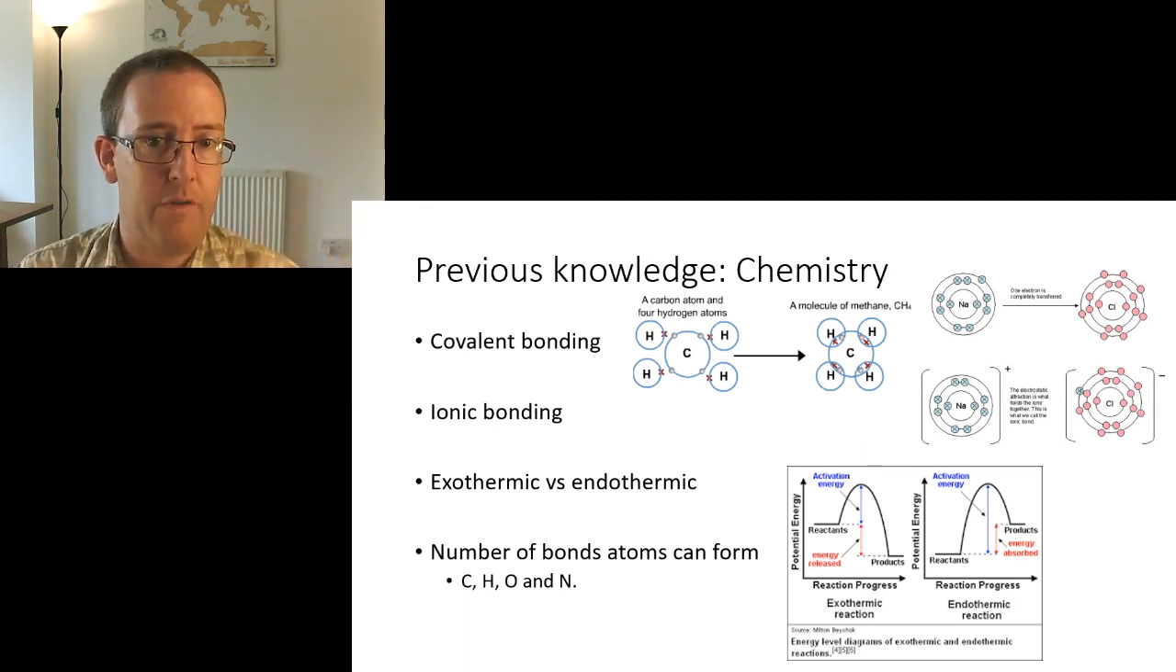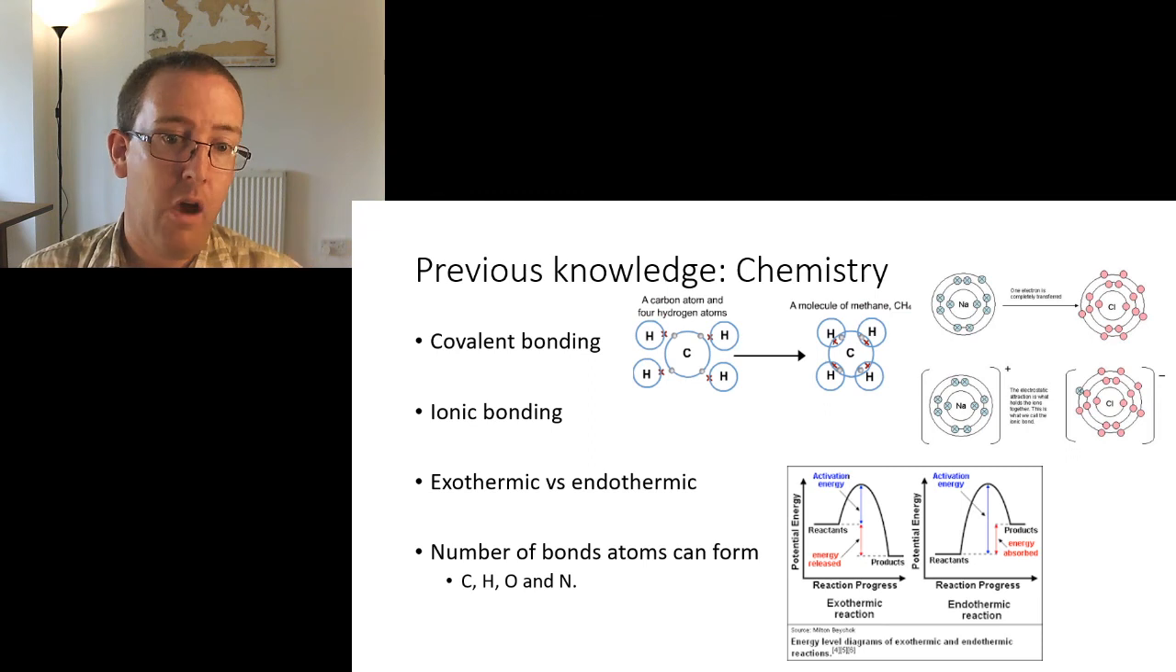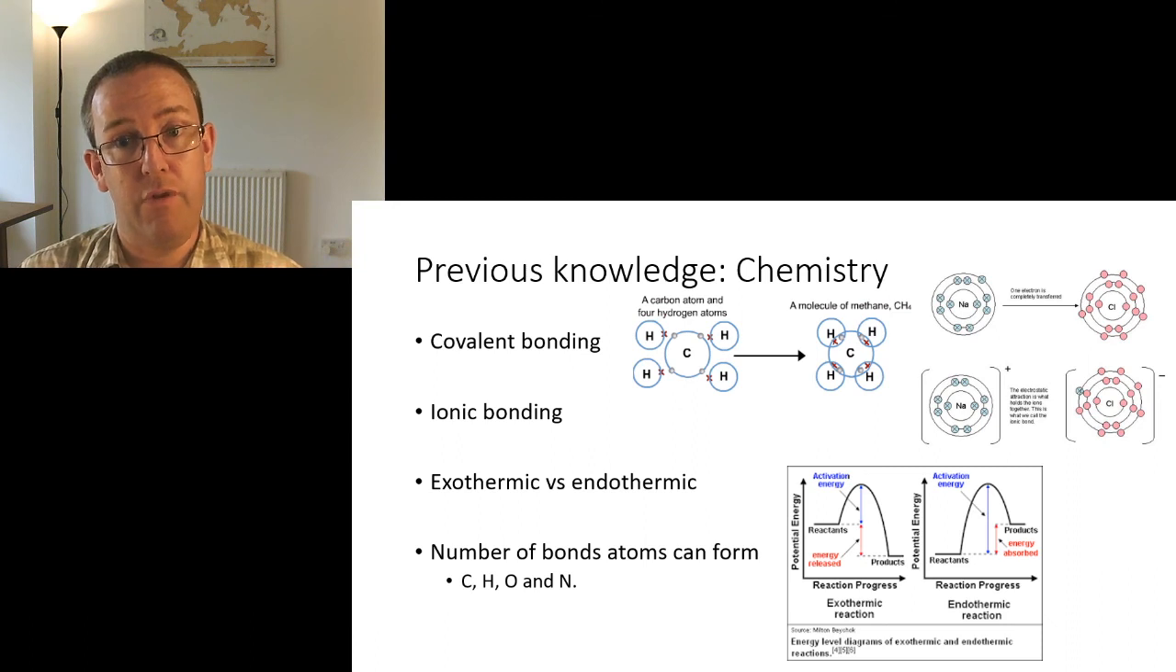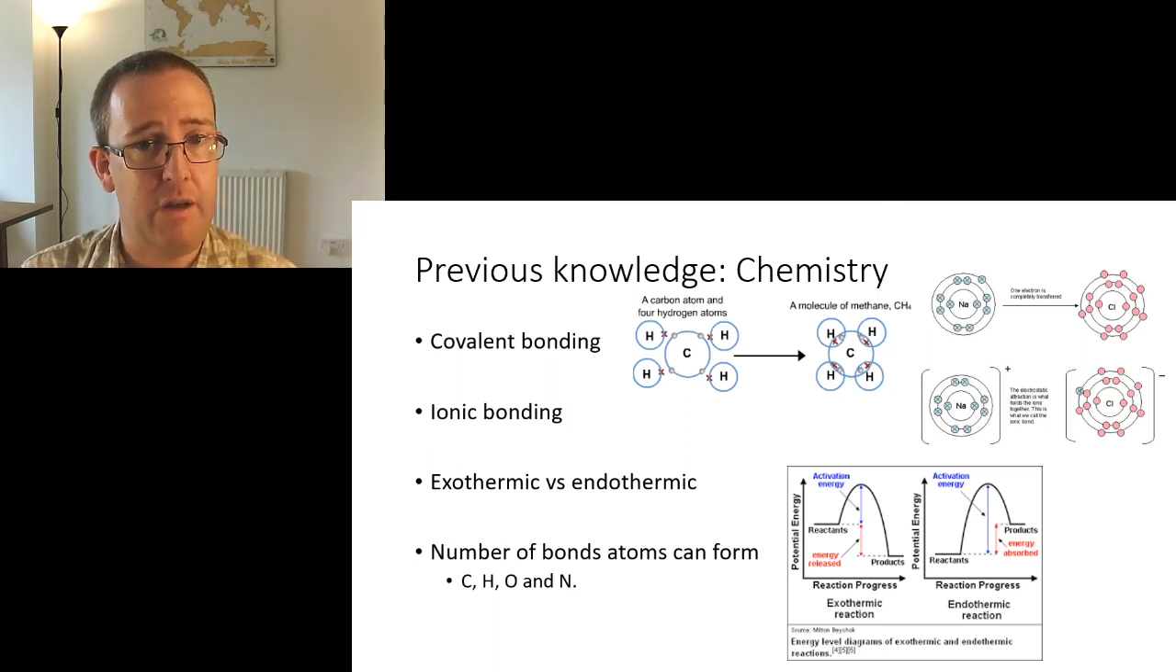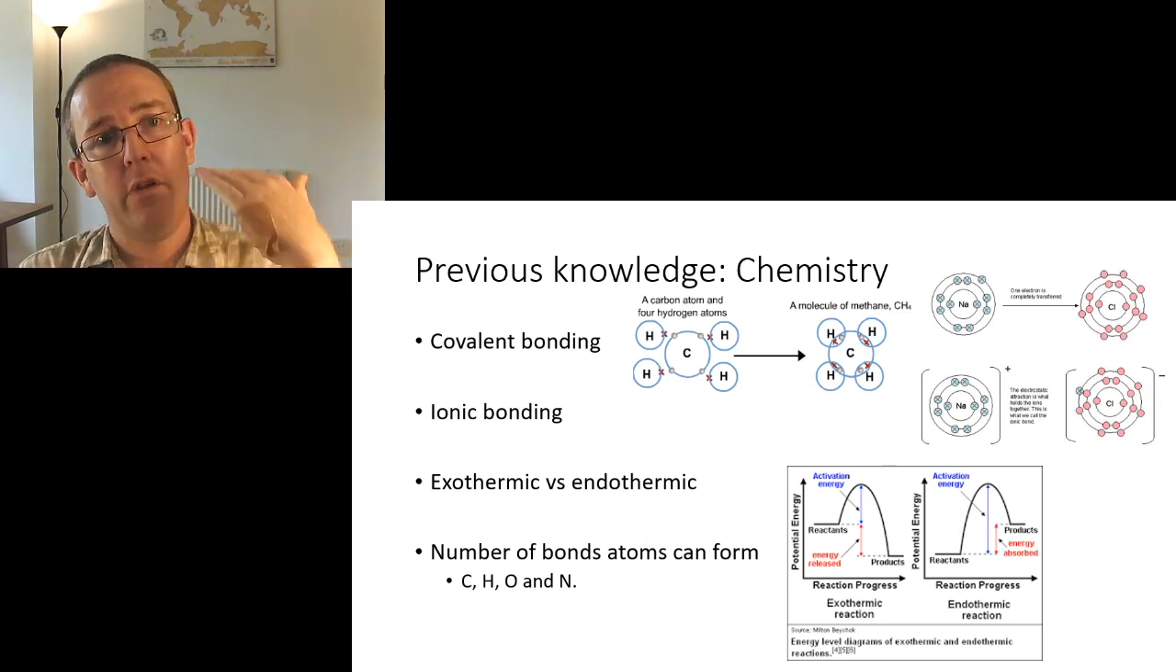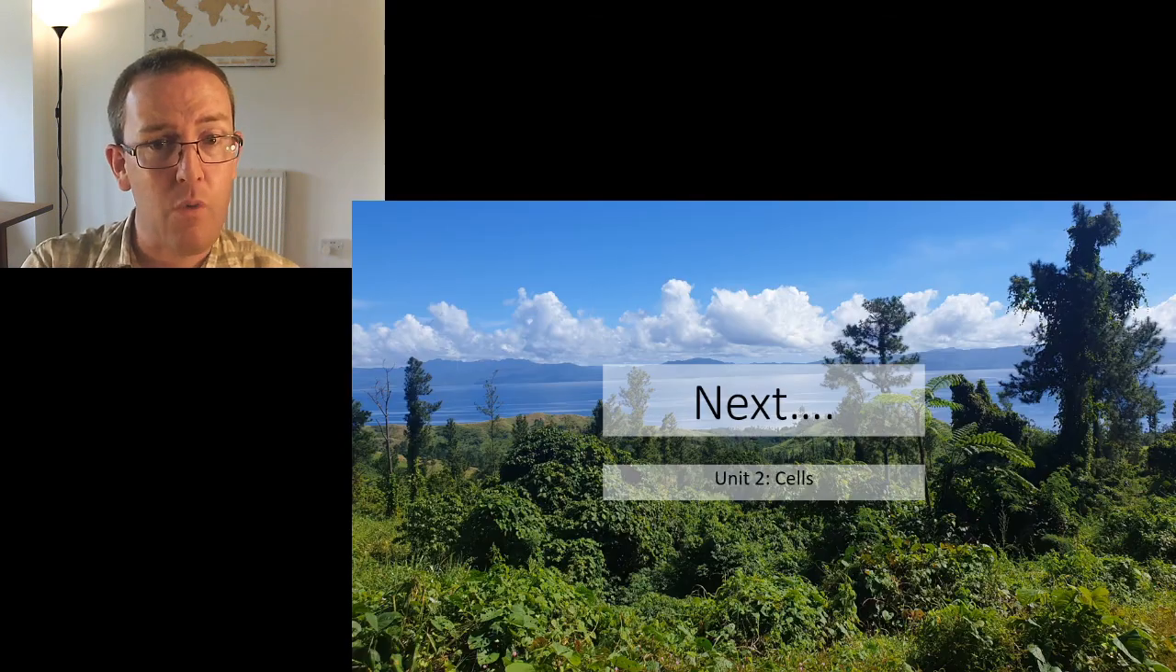And it would be really helpful if you knew the number of bonds that the typical biological atoms form. Carbon, hydrogen, oxygen, nitrogen make up most of life on Earth, most of biology. So if you know that carbon can form 4 bonds, hydrogen 1, oxygen 2, and nitrogen 3, that's really, really useful. And then basically how to draw molecules in terms of stick diagrams. As you can see up there, there's some electron shell stuff. You won't really be asked to draw that in A-level biology, but it's a useful starting point to know what you're doing.